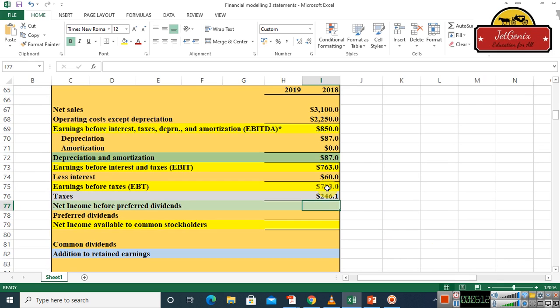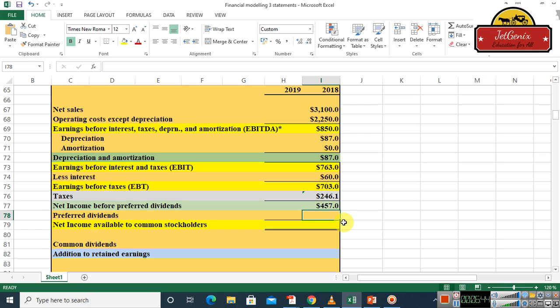Now we will calculate the net income before preferred dividend by subtracting the tax expense from the EBT, and we can calculate it by just typing equal, and now select this one and minus tax, which is here, this tax, and just press enter. Okay, so $457 is your net income before preferred dividend.